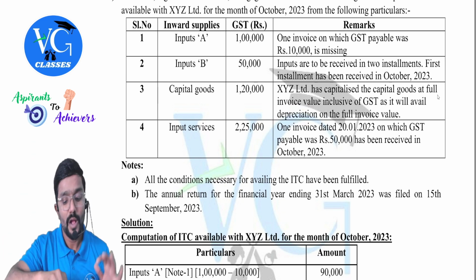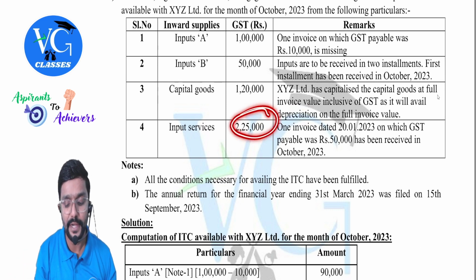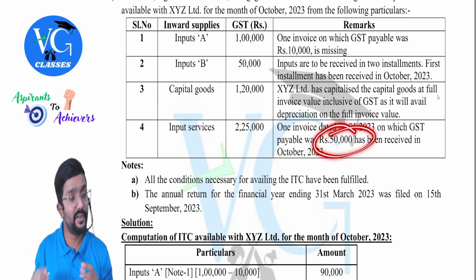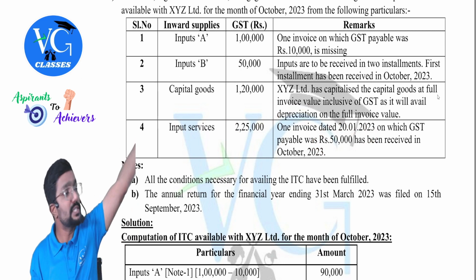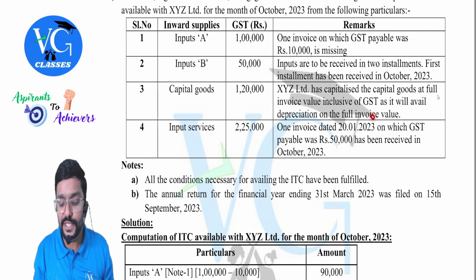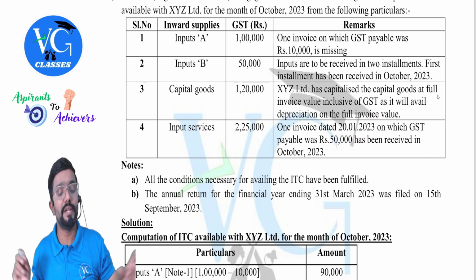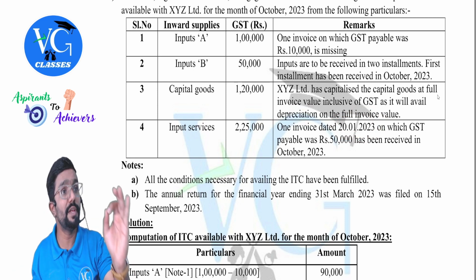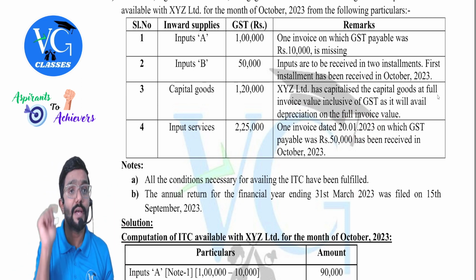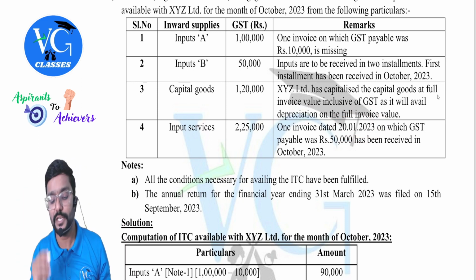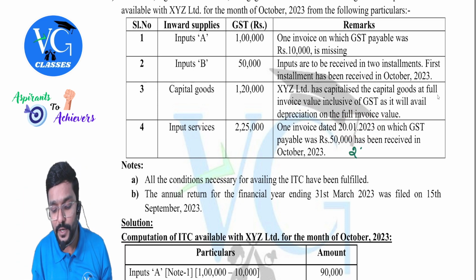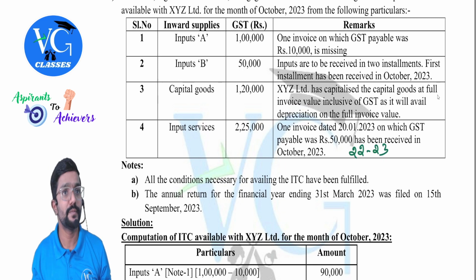Guys, listen. Out of 2,25,000 credit, we have received one invoice for 50,000, which was the past supply. When this invoice was dated, sir, 20th January 2023. Guys, let us decode here something. This invoice is relating to which financial year? It relates to the financial year 22-23.